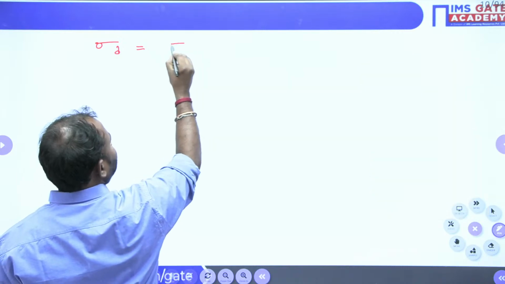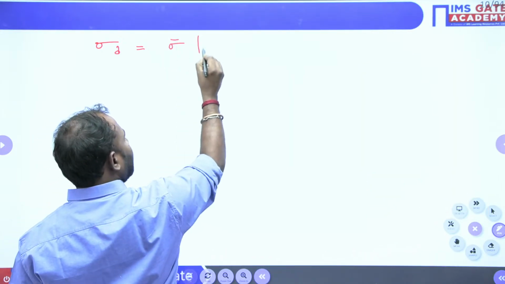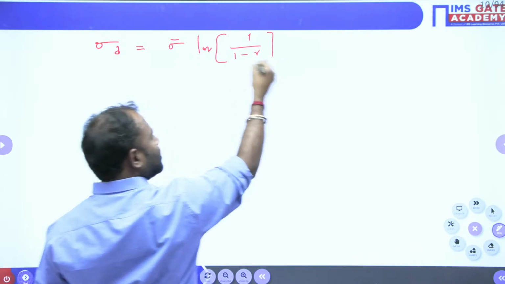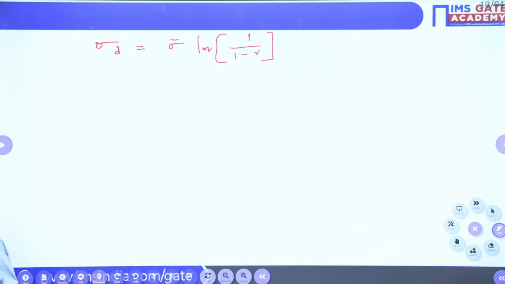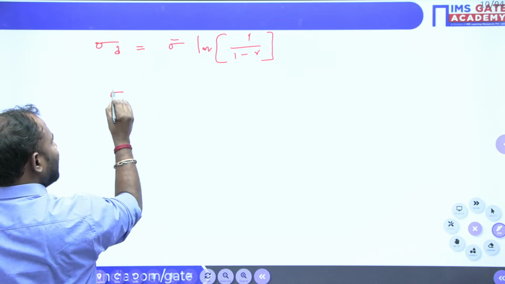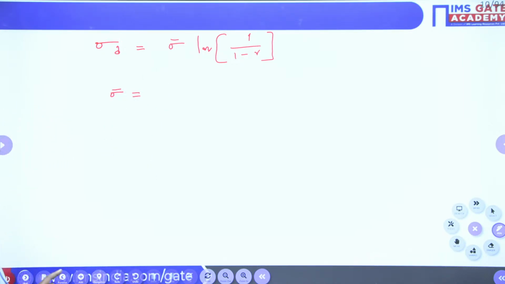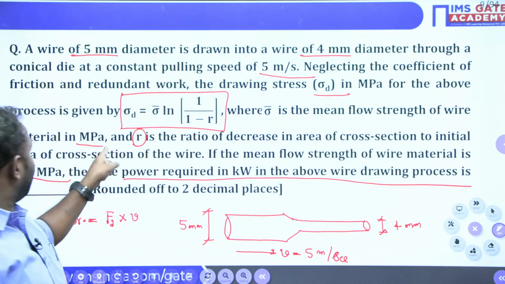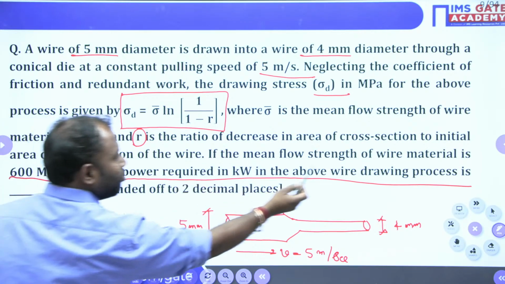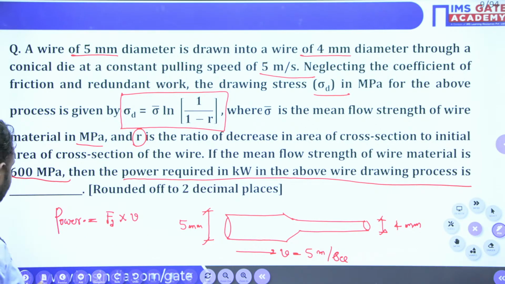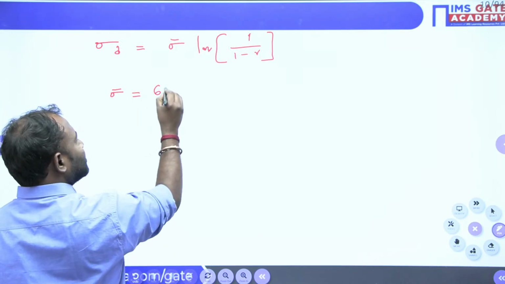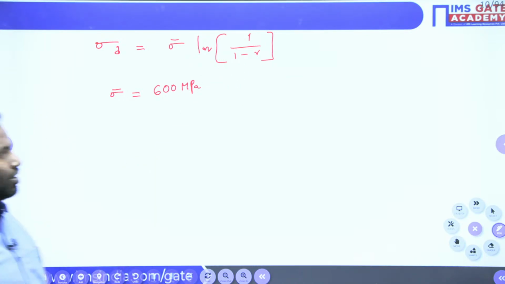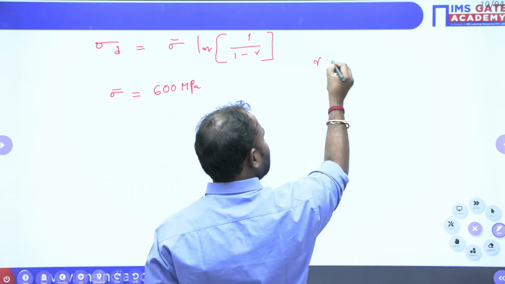Now sigma bar is ln of 1 by 1 minus R. This is the drawing stress. Now sigma bar is given. What is sigma bar? Sigma bar is the mean flow stress of the wire material, and they gave that the mean flow stress of the wire material is 600 megapascal. Now here sigma bar is 600 megapascal. Now we have to find R. What is R?